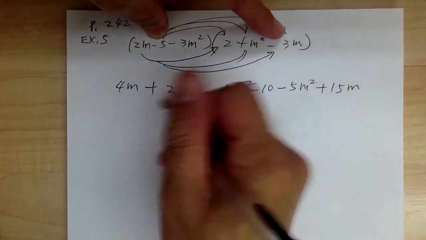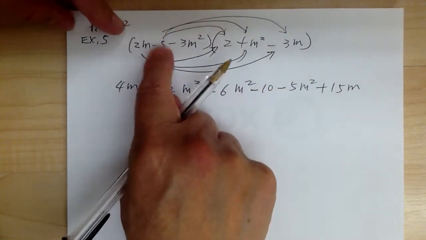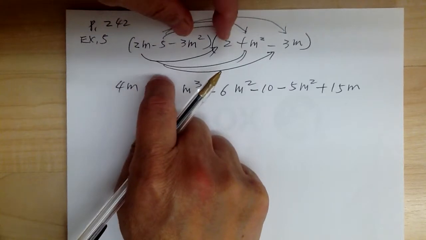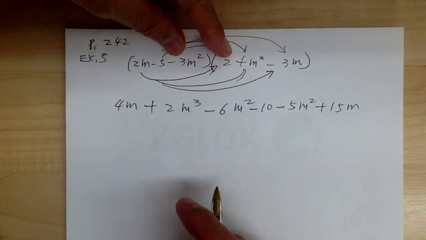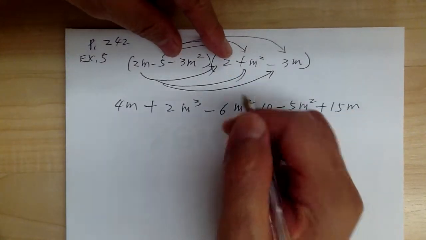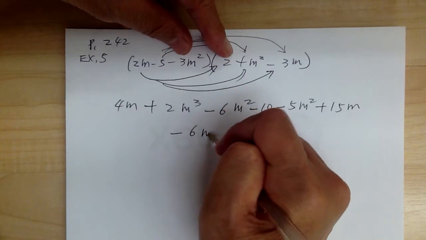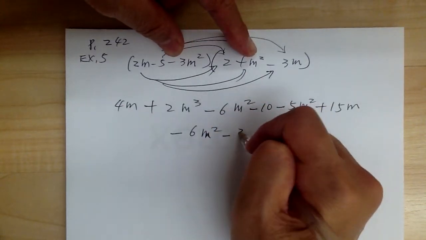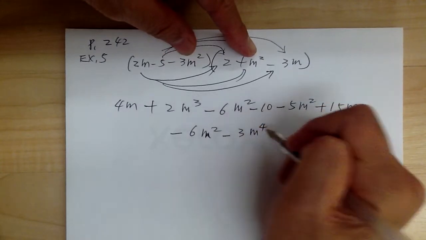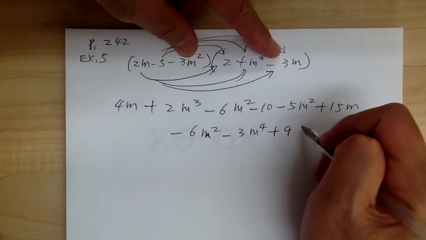Again, nice thing about the horizontal method is that you can write anywhere. You can write it all over the place. So now I'm done with the second term. So I'm going to do the third term. You can use the fingers to help you keep track. So sign is negative, number is 6, and alphabet is m squared. Go to the next one. Sign is minus, number is 3, alphabet is m to the 4. Next one, sign is plus, number is 9, alphabet is m cubed.